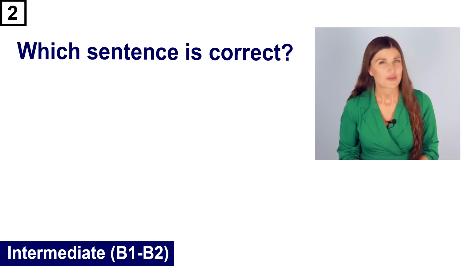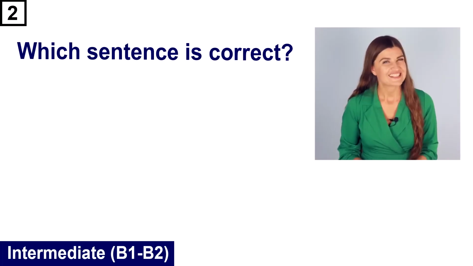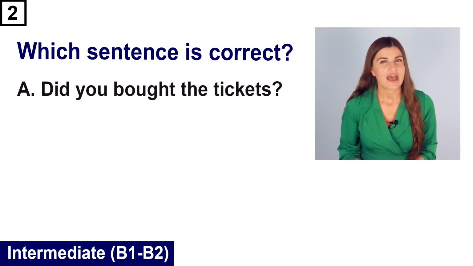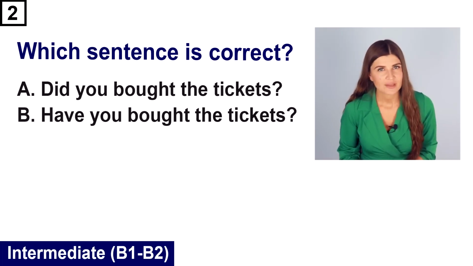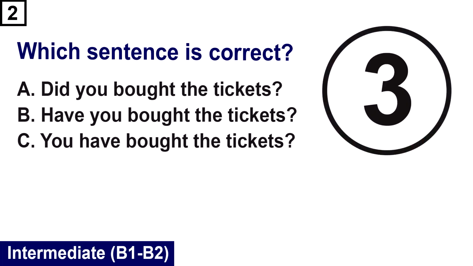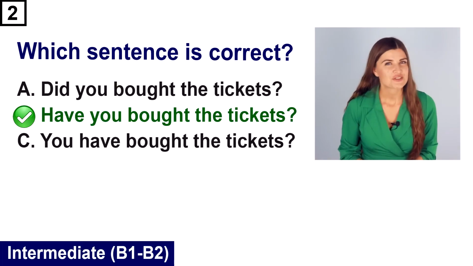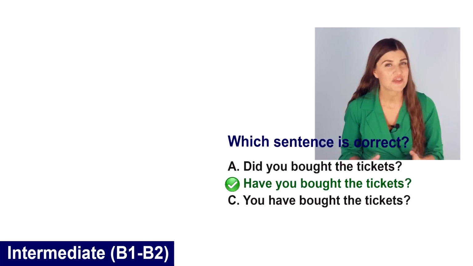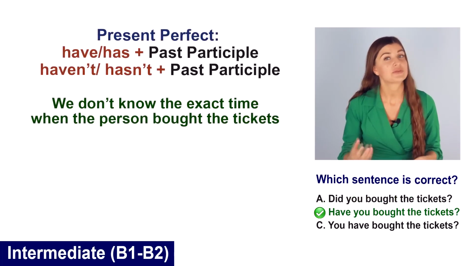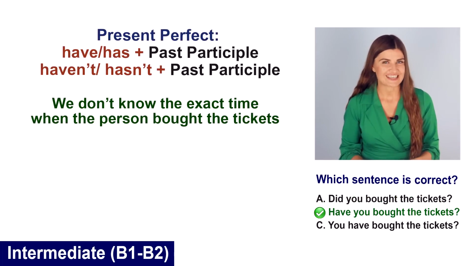The next question. Which one is correct? Did you bought the tickets? Have you bought the tickets? You have bought the tickets? This is a question where we use the present perfect because we don't know the exact time when the person bought the tickets, so we use the present perfect tense.